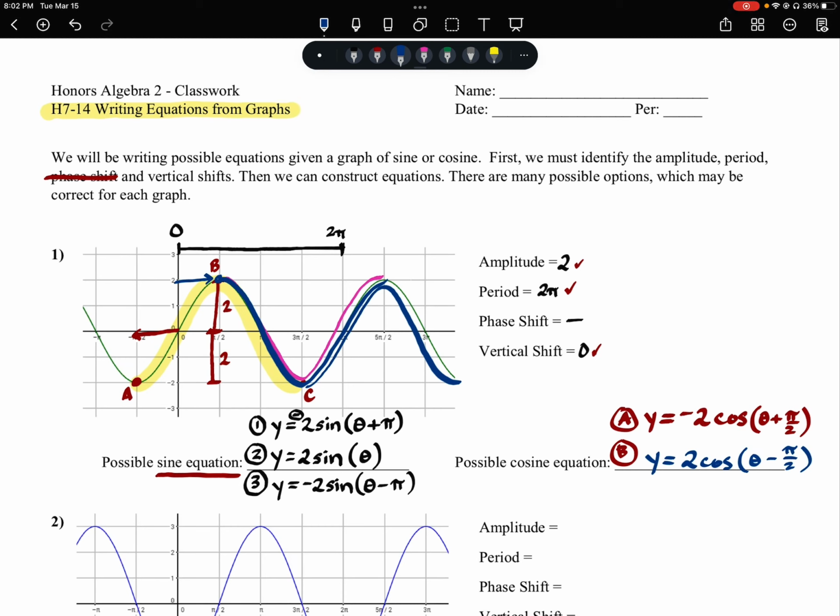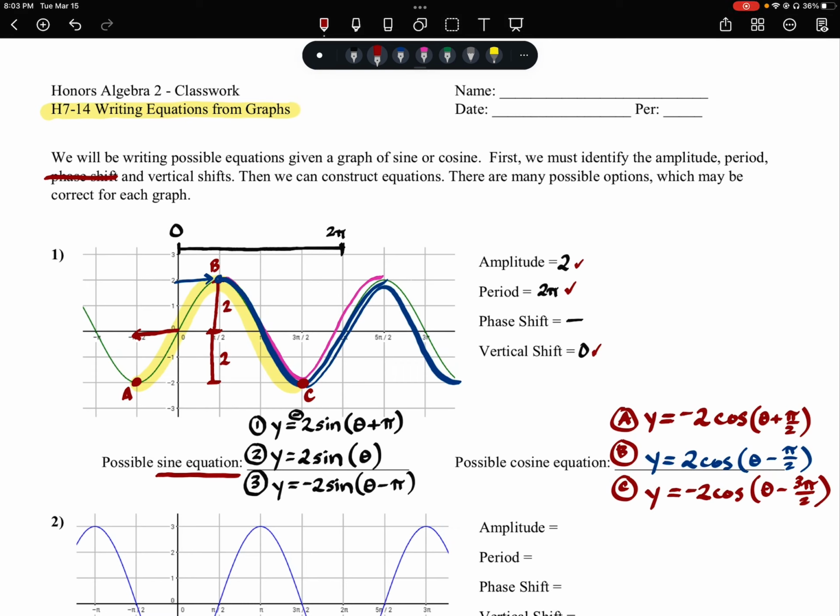And then our last one, maybe you chose this one. Let's see. Again, this one starts at the bottom. So we have y is equal to negative 2 times the cosine of theta. And in this case, we've shifted to the right 3 pi over 2. So we need to say minus 3 pi over 2. And that would be a possible answer.